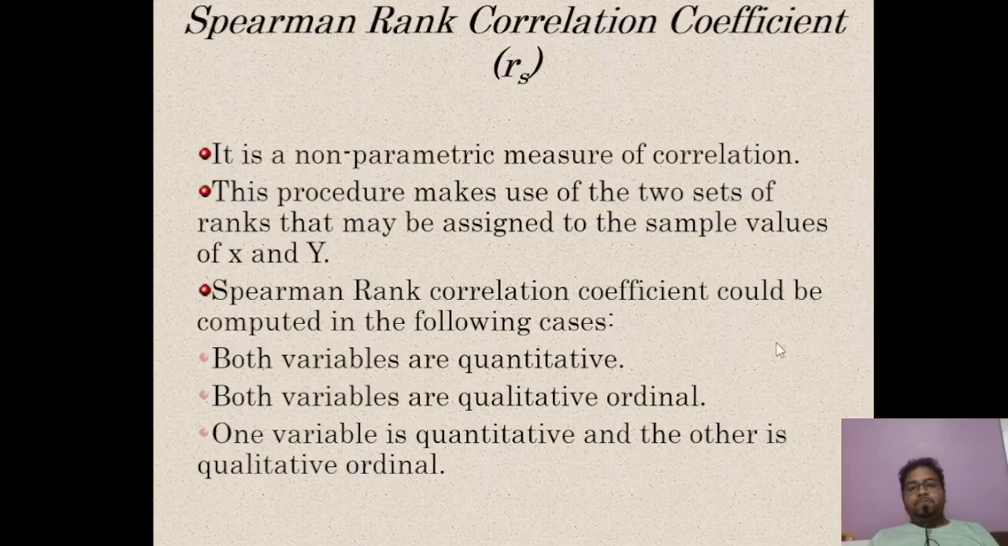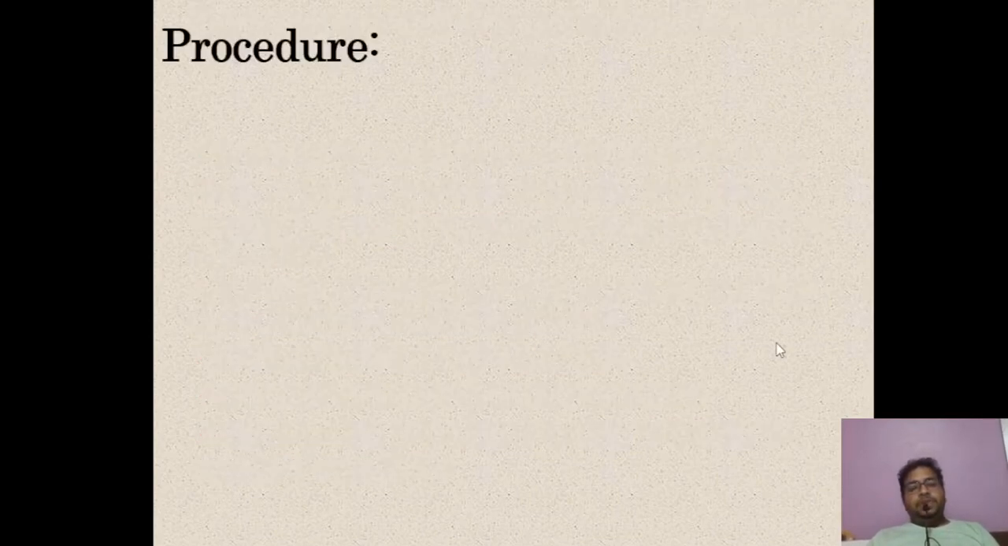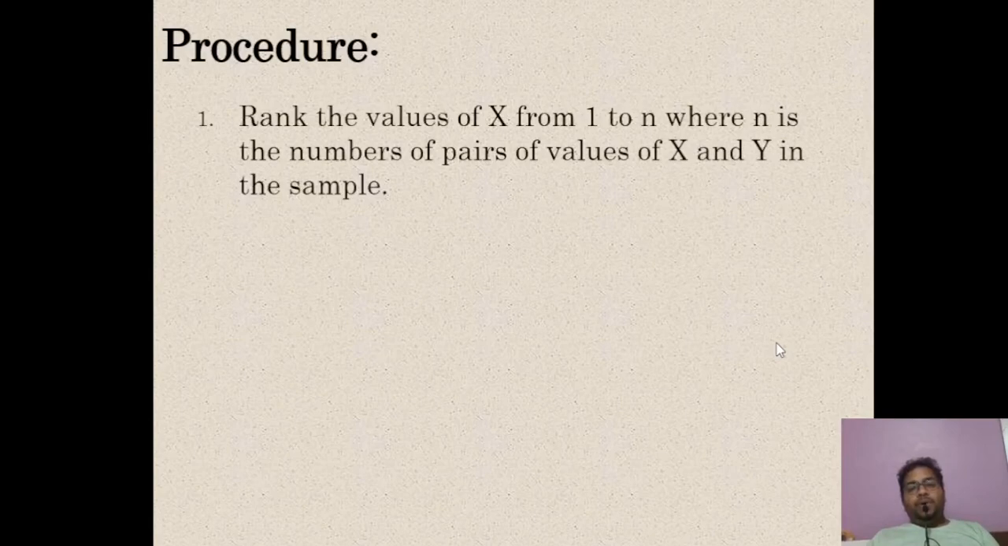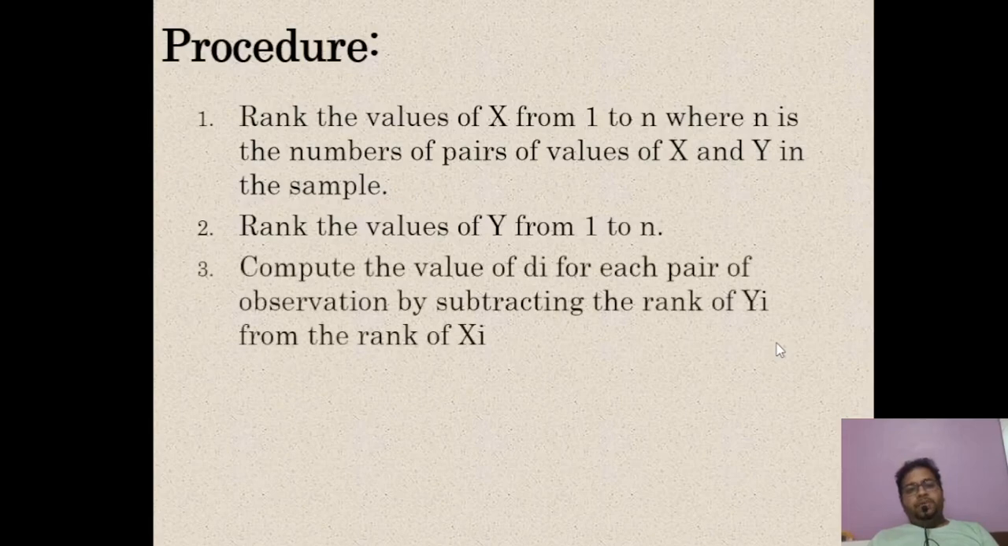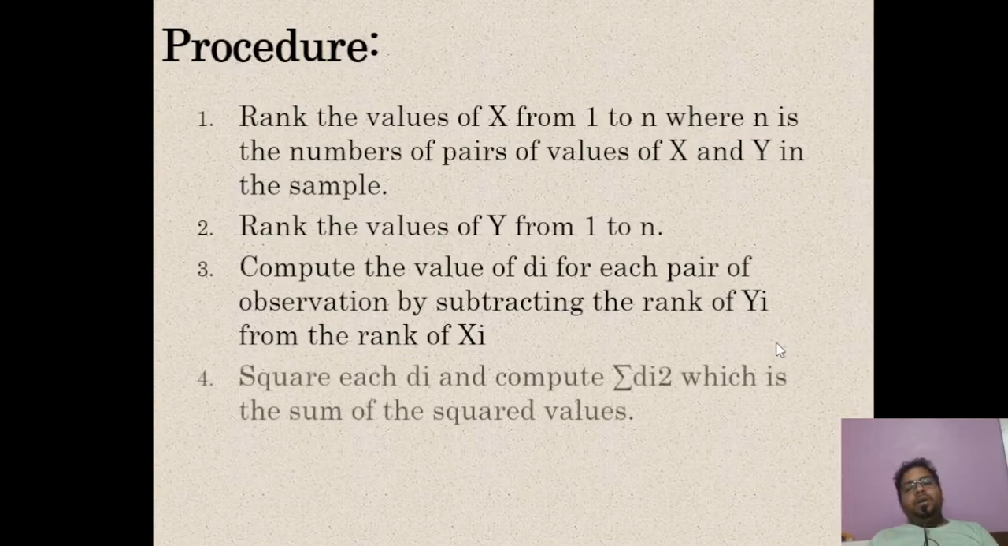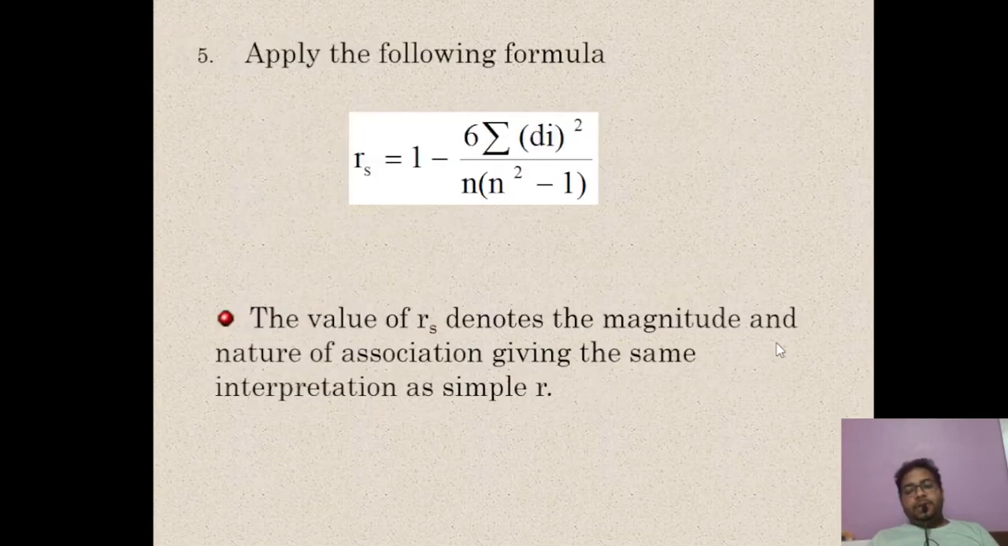So let's see the method. The procedure is that you provide a rank to all the values of x. The ranking should be from 1 to n. Then do the ranking of the y parameters also on the same level, 1 to n. Then find the difference of rankings, denoted by di, take the square of that, find the summation of those squares, then apply the formula: rs is equal to 1 minus 6 times the summation of di squared, divided by n into n squared minus 1.